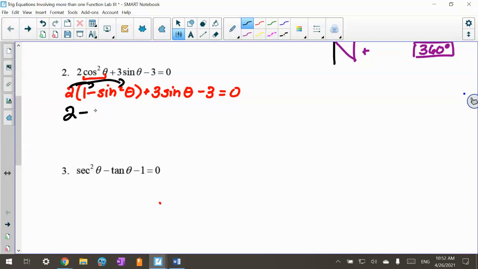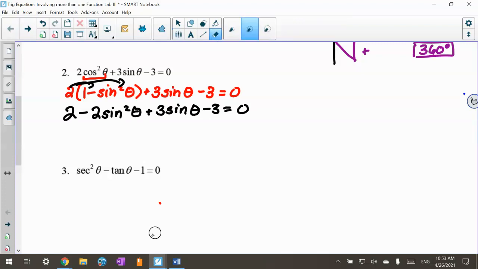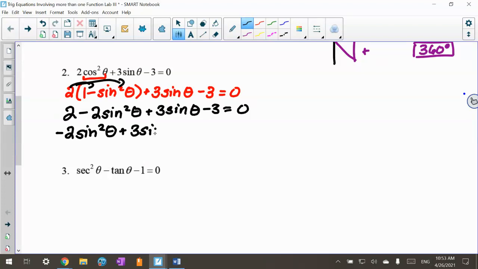Distribute, so I have 2 minus 2 sine squared theta plus 3 sine theta minus 3 equals 0. Now, again, I'm going to put this in order. So this is going to be first, second, and I'm going to combine the negative 3 and the 2. So this looks very similar to what we just did, but I'm using the other trig function. So I have negative 2 sine squared theta plus 3 sine theta minus 1 equals 0. Okay, now we're set up.